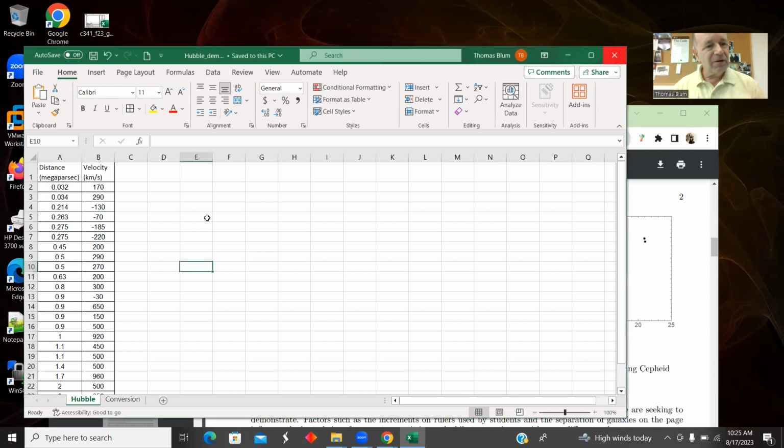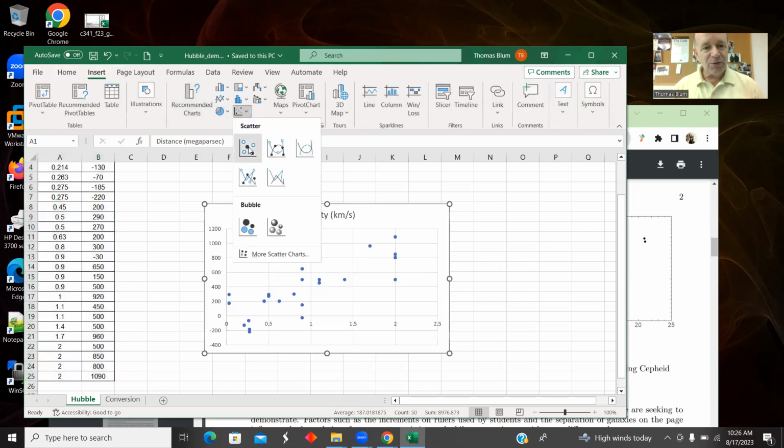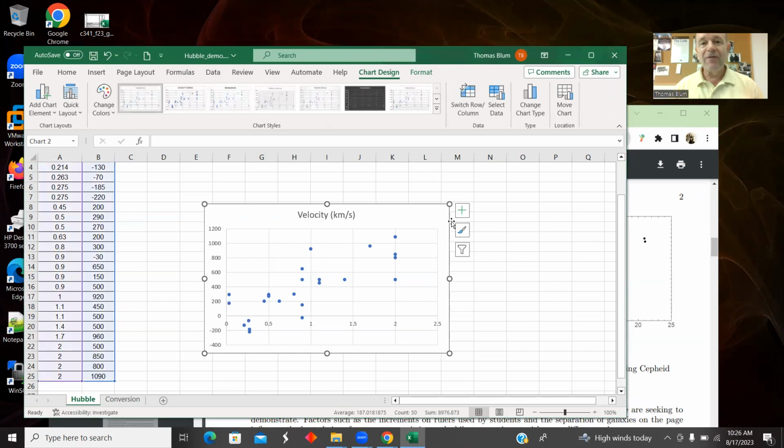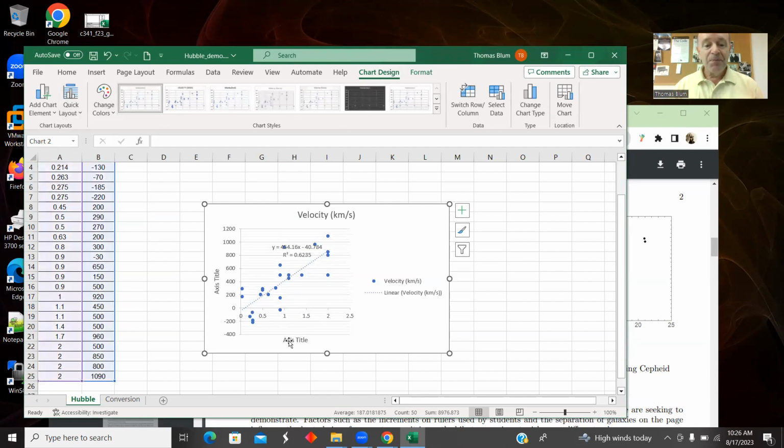So astronomy has gotten much better since then. But this is the original set of data. Highlight the data, insert chart, XY scatter, make a graph. I'm going to have the chart highlighted, go to chart design, and say quick layout. I'm going to go with number 9.